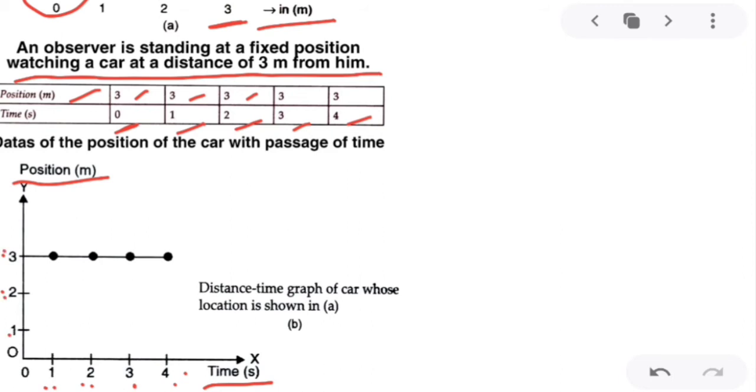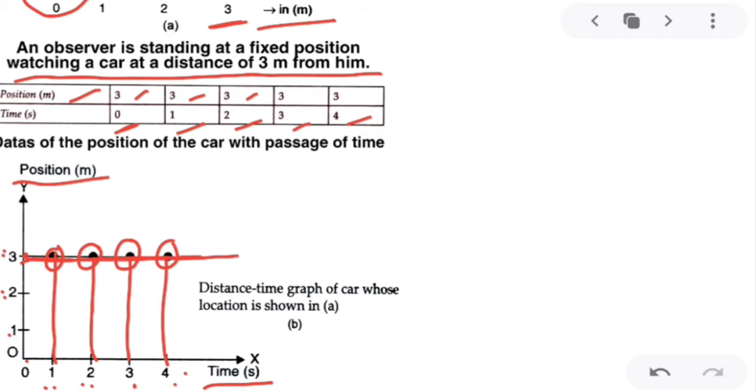So at the beginning, when the time is 0, the position of the car is 3 meter. So this is the point. When time is 1, the position of the car is 3 meter. At this position. When time is 2 second, the position of the car is 3 meter. When time is 3 second, the position of the car is 3 meter. When time is 4 second, the position of the car is 3 meter. That means through all these points, a line is drawn.